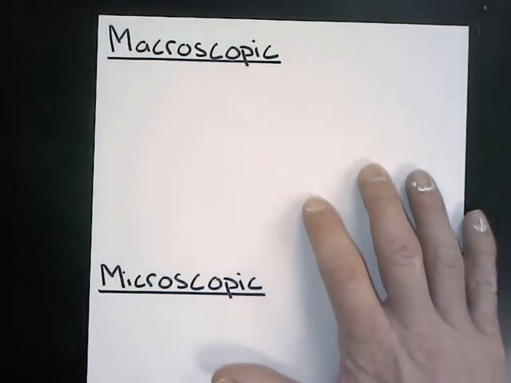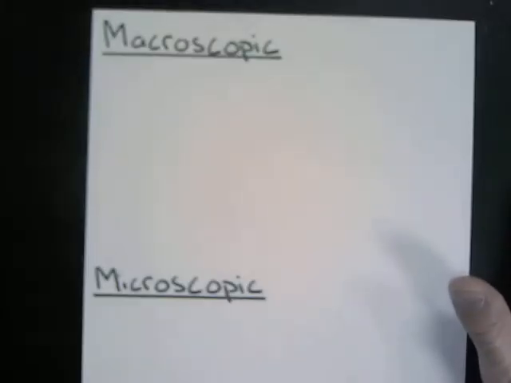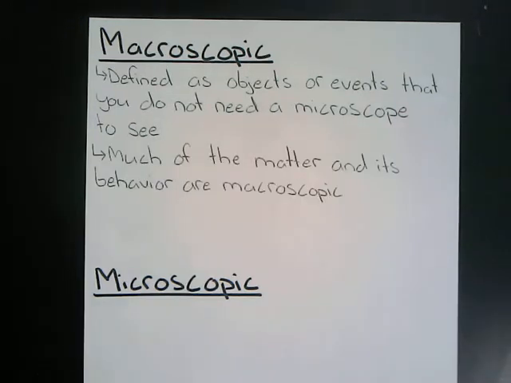And that key concept here is distinguishing between microscopic and macroscopic views of the world. So we start out here with macroscopic views of the world, and a macroscopic view is defined as an object or events that you do not need a microscope to see. Much of the matter in the entire world and universe, for that instance, is behavior that is considered macroscopic. A good example of this is chemical reactions.